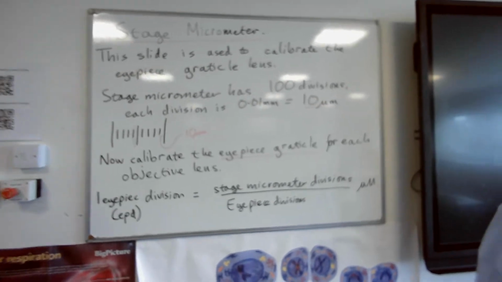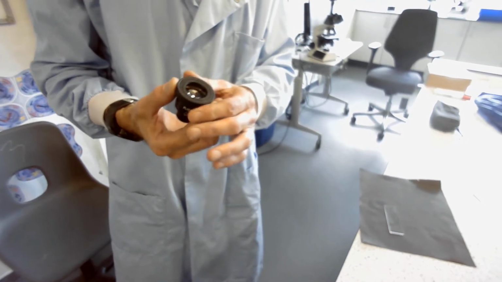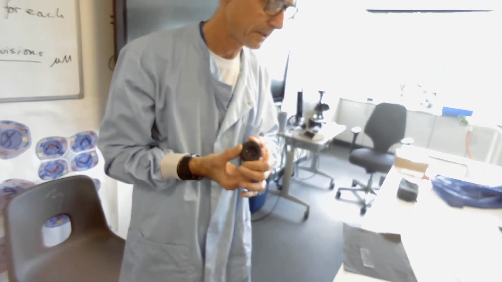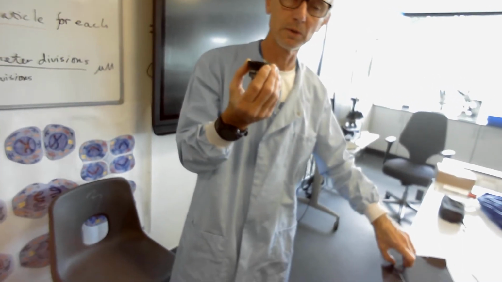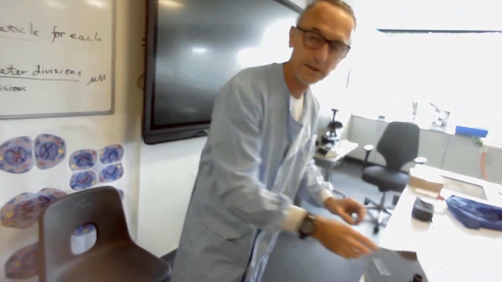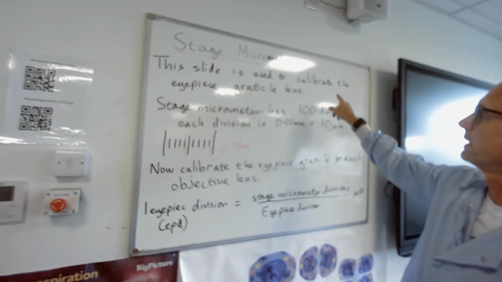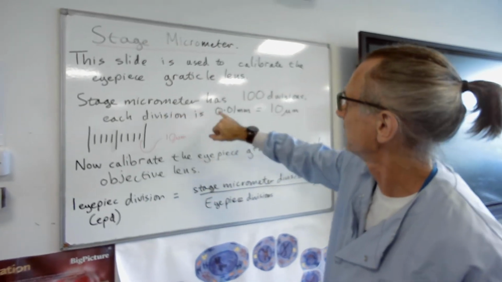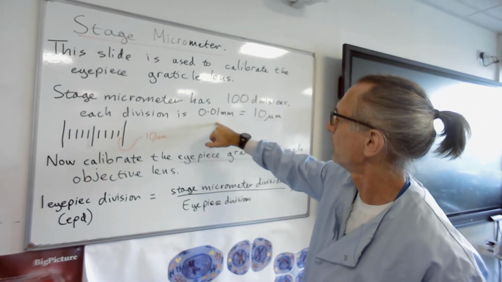We actually use this slide to calibrate this special eyepiece lens called a graticule. Unfortunately, we're not going to see this in action, but you're going to use this to size your cells. So this slide here is actually used to calibrate this, so we know what we're looking at. So let's have a look just briefly at the board. So the stage micrometer, the slide is used to calibrate the eyepiece graticule lens, so we can size cells. And the stage micrometer has 100 divisions on it, and it's labelled as each division is 0.01 millimeters.